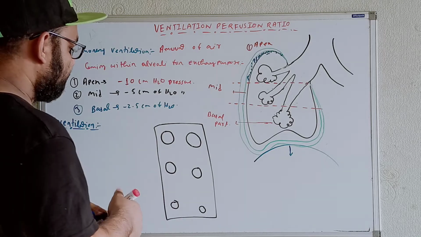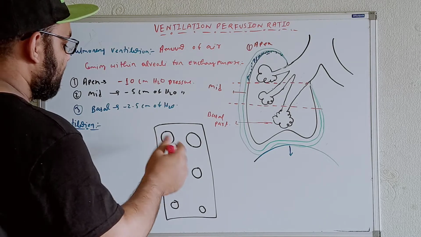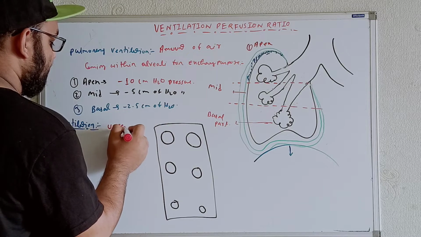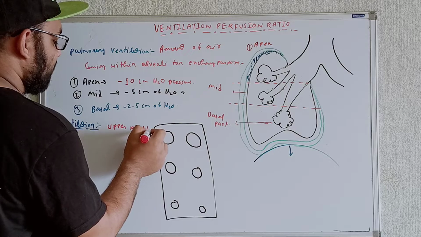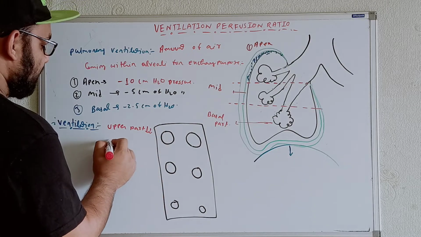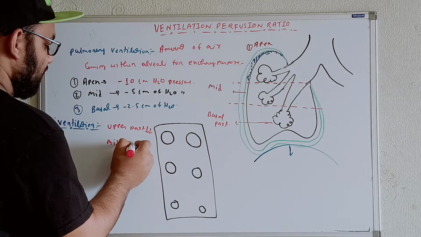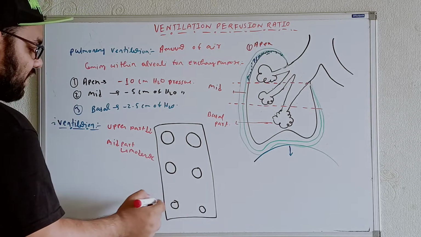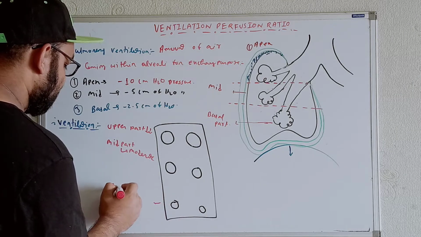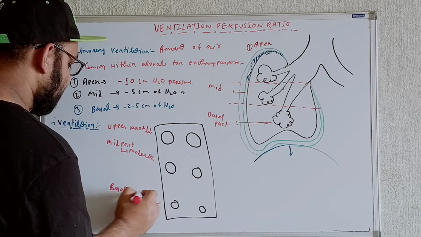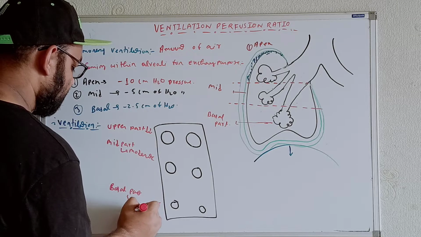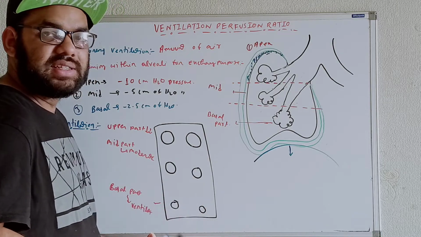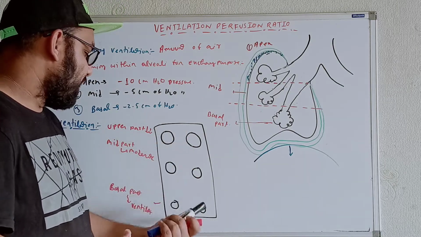That's why we'll get over here the ventilation in the upper part, definitely that will be less. In the mid part, there will be moderate ventilation. Within the basal part, the ventilation will be maximum. Why? It still has the chance to get expanded. Its size is not that large like this one, so it is having a small size.